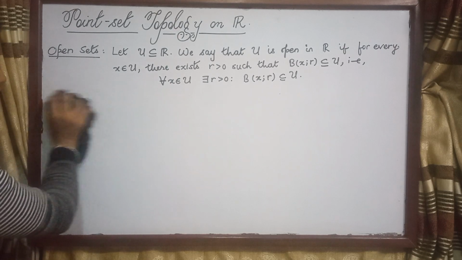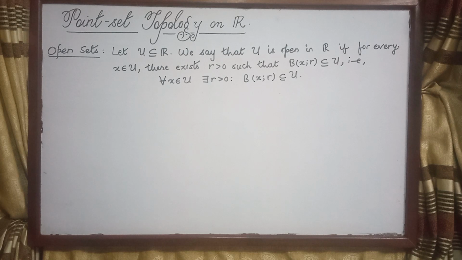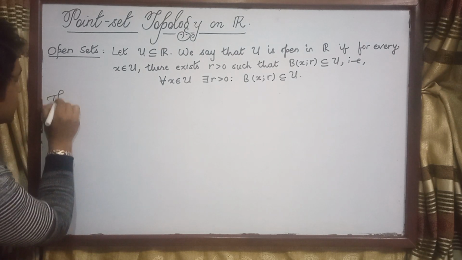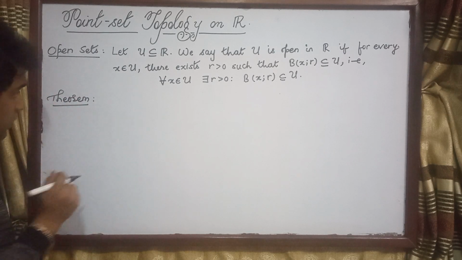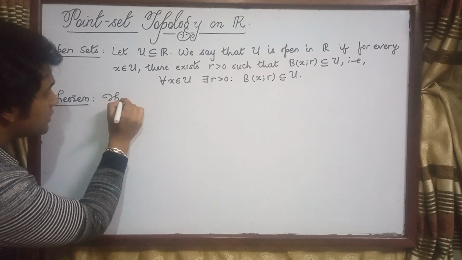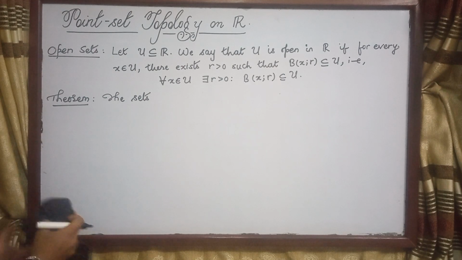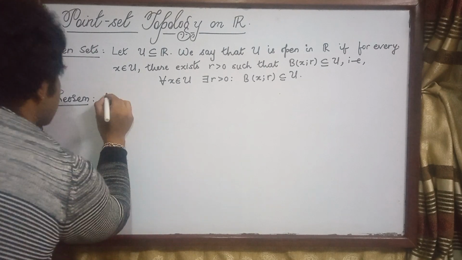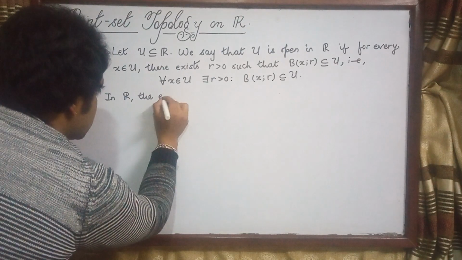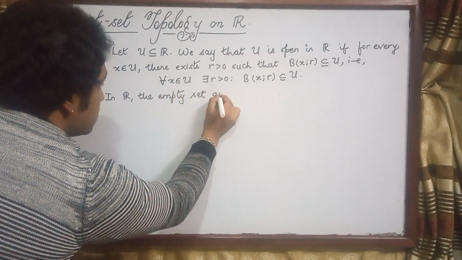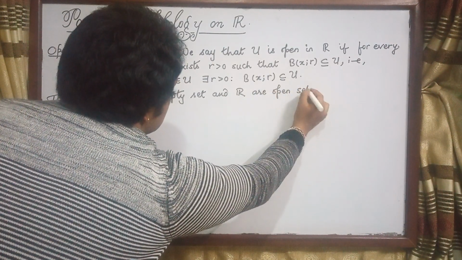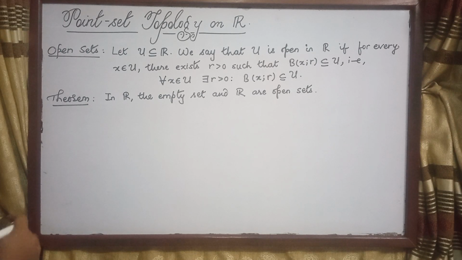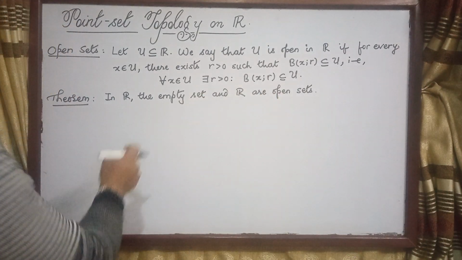All right, so let's get away with some basic properties. For example, let's call this a theorem. A very small, yet very, very important theorem. In R, the empty set and R are open sets. Okay? So basically, phi is an open set and R is an open set.